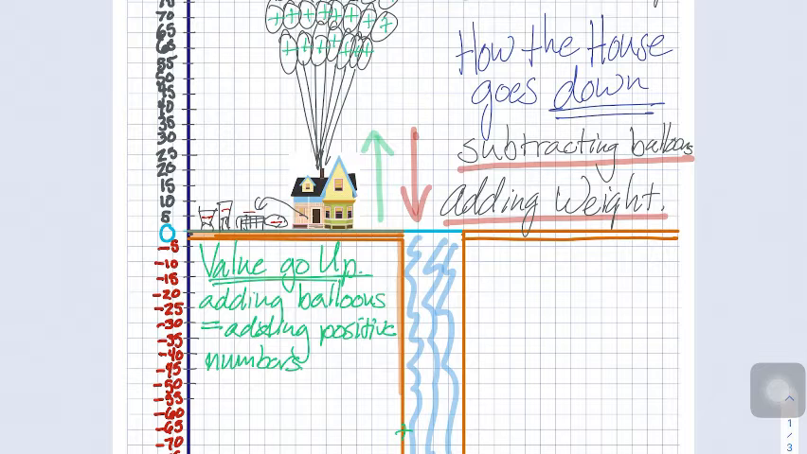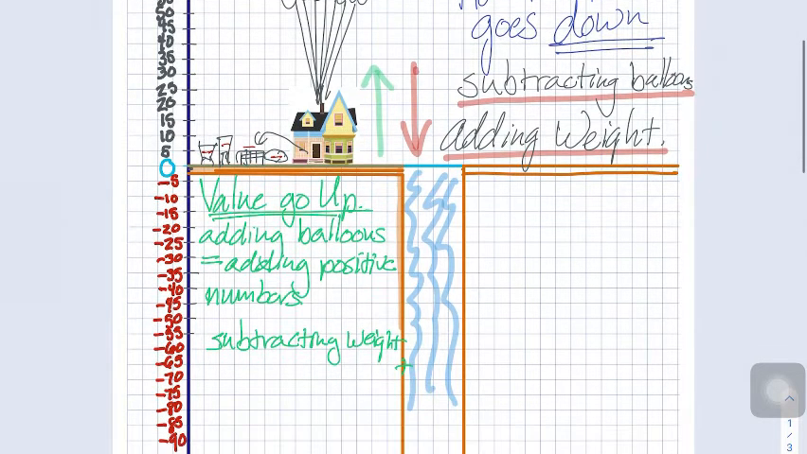And then also subtracting weight is equal to subtracting negative numbers, because weight is like negatives. Subtracting negative numbers.